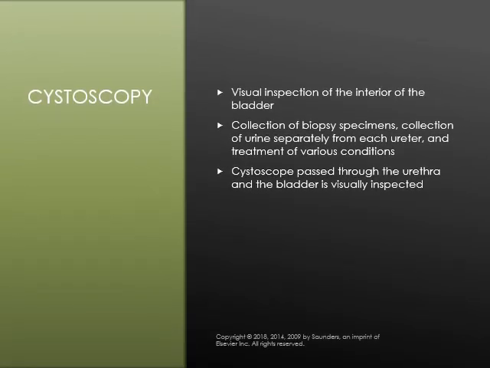A cystoscopy is the visualization of the interior of the bladder. Cystoscopy is used for the collection of biopsy specimens, collection of urine separately from each ureter, and treatment of various conditions. A cystoscope is passed through the urethra and the bladder is visually inspected. Aseptic technique is used throughout this procedure in order to avoid introducing any microorganisms or causing infections in the urinary tract.